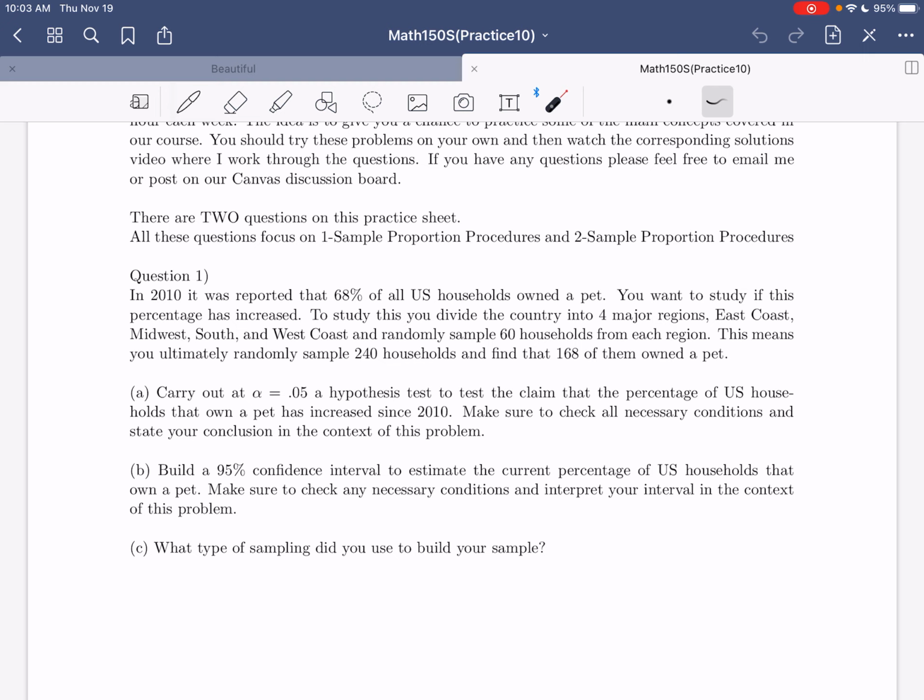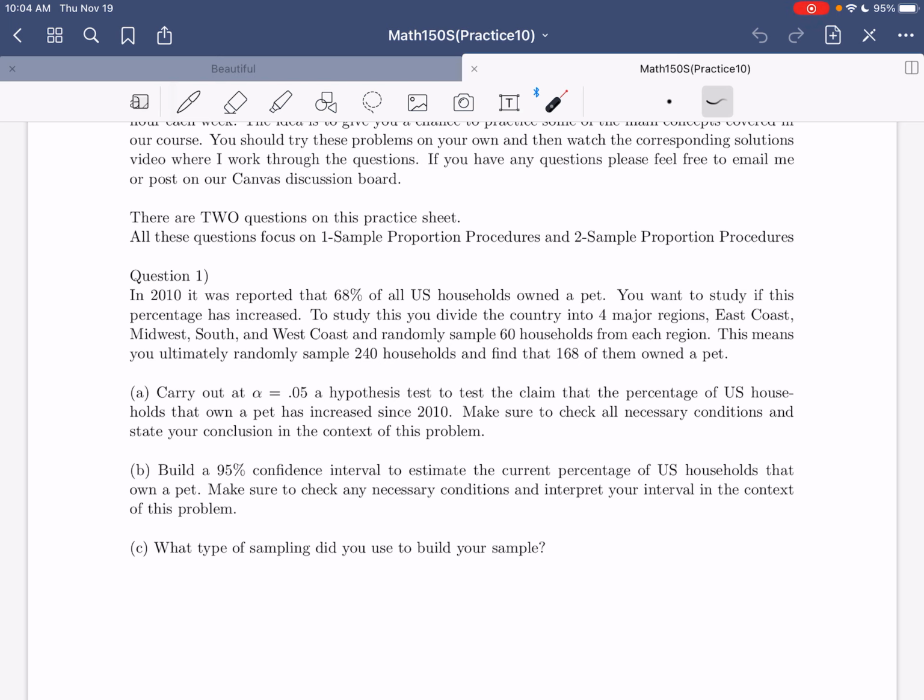So for question 1, it tells us that in 2010, it was reported that 68% of all U.S. households owned a pet. You want to study if this percentage has increased. So to study this, you divide the country into 4 major regions: East Coast, Midwest, South, and West Coast, and you randomly sample 60 households from each region. This means that we ultimately randomly sample 240 households and find that 168 of them owned a pet.